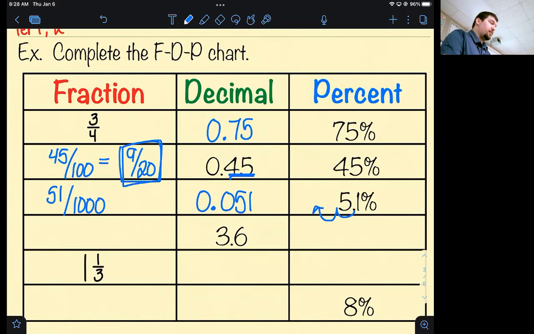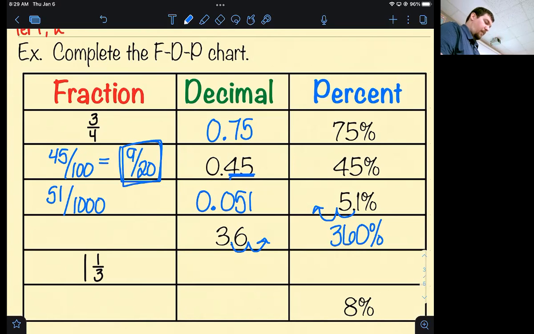The next one. 3.6. I'm going to let someone else answer. I'm going to pick someone different each time. So you can volunteer or I can call on you. 3.6. We're going to start by turning it into a percent. Andrea. That's right. Move the decimal 2 spots to the right. So if I'm going decimal to percent, I move to the right. If I'm going percent back to decimal, I move to the left. So 360%. Even though percents are always out of 100, it doesn't mean you can't have over 100%.